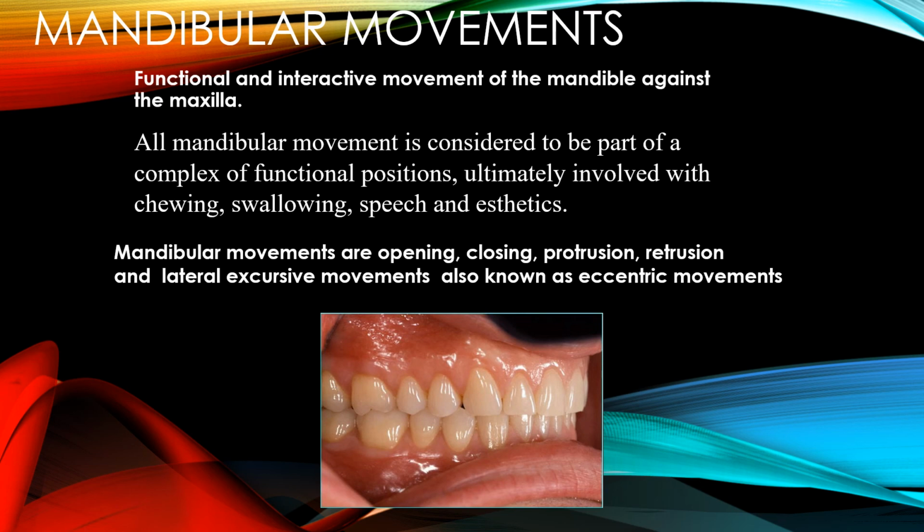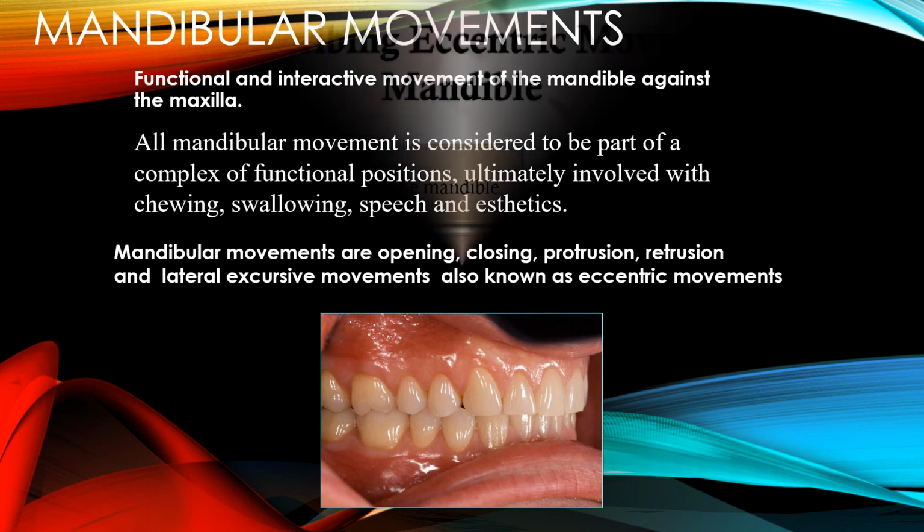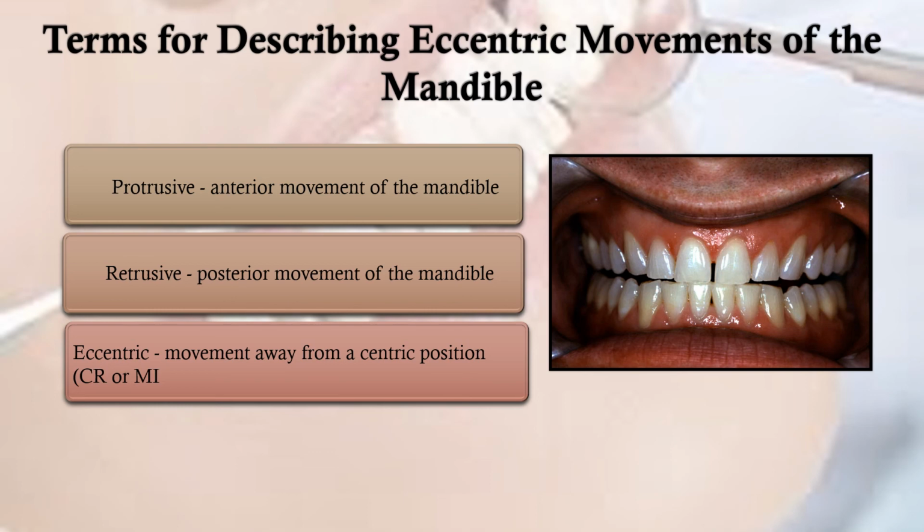Besides those, the multiple movements that take place through the temporomandibular joint, through the movement of the condyle within the glenoid fossa, are opening, closing, protrusion, retrusion, and lateral excursive movements, also known as eccentric movements. By lateral excursive movements, we mean the right and left movements of the mandible with respect to the maxilla that take place during mastication and during chewing of food. So we'll just briefly look at these eccentric movements of the mandible. Eccentric movements means away from the center, and these are the right and left chewing movements of the mandible with respect to the maxillary teeth.